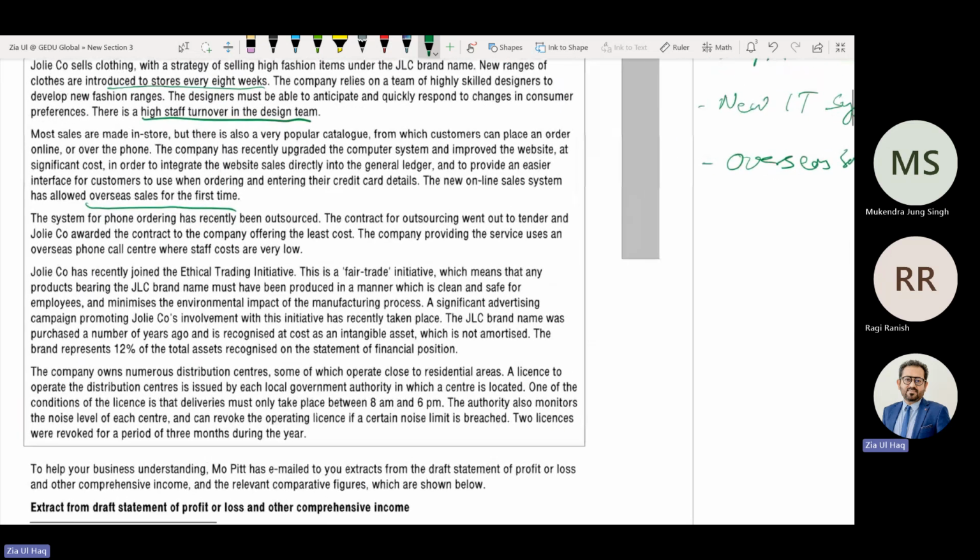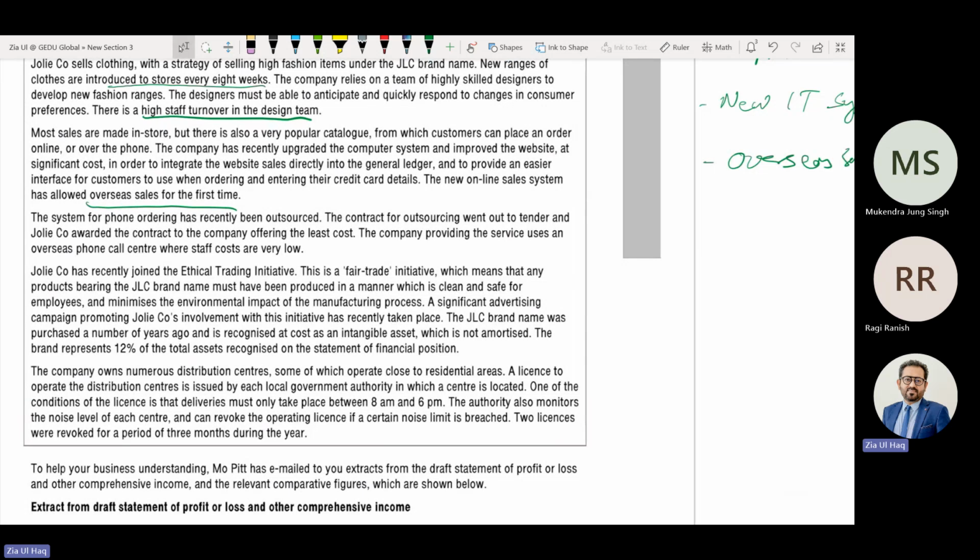The system for phone ordering has recently been outsourced. They have outsourced their phone ordering system, like in India, Pakistan. Where are you from? Nepal. Sometime here I'm working in a call center. What are those call centers?